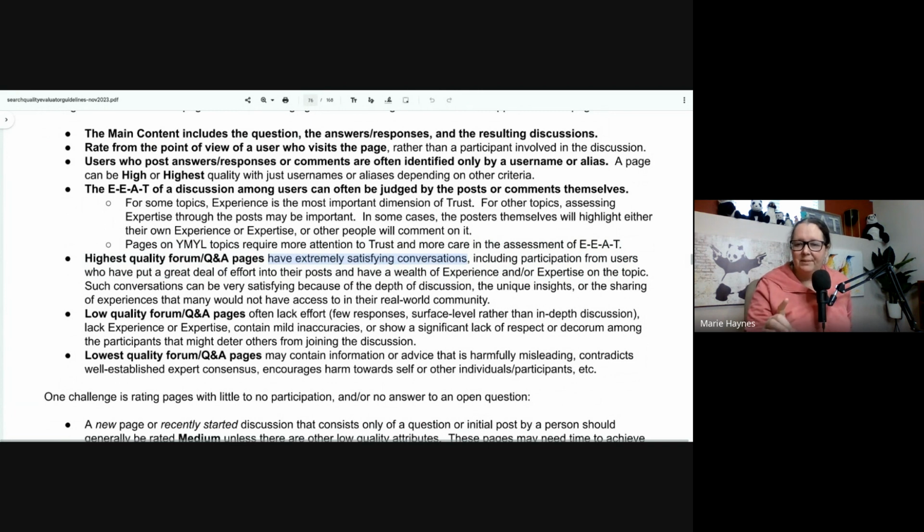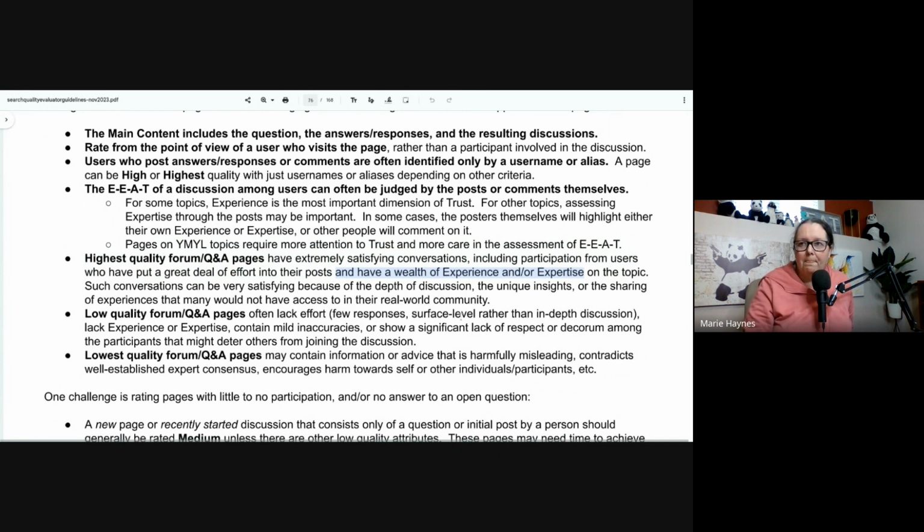I think it's more simple than that. It's more just the types of pages that people like tend to have the same characteristics. Including, and here's the characteristics then, participation from users who have put a great deal of effort into their posts. One of the helpful content questions is they talk about how much effort was put into the posts, and have a wealth of experience and or expertise on a topic. So that's what we were just talking about.